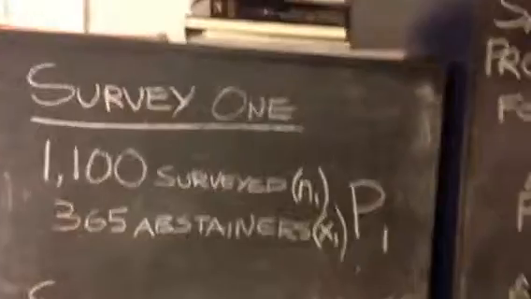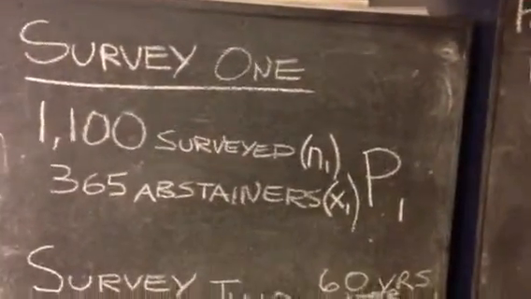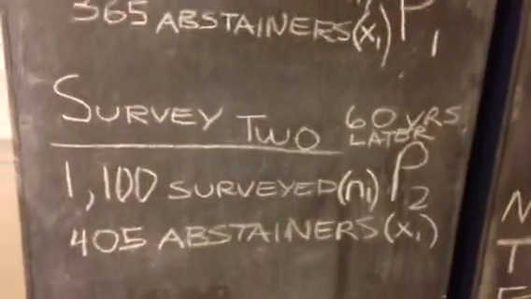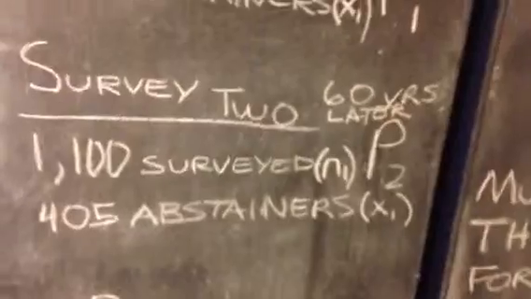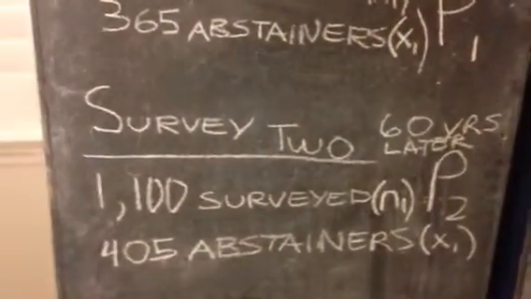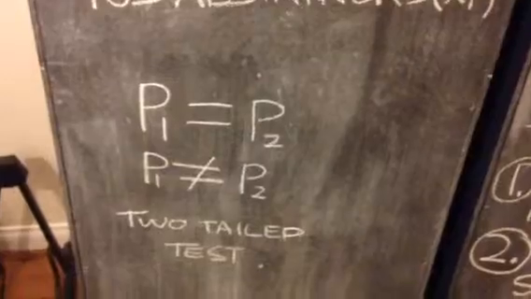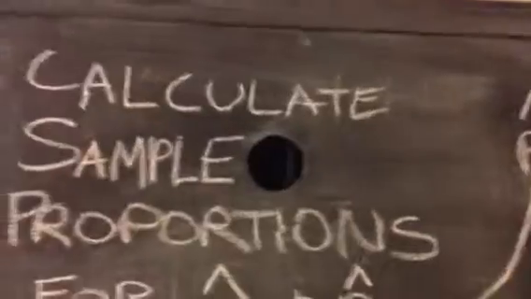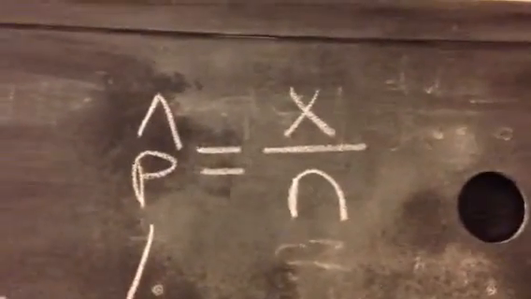Okay, so what I have done here, I'm going to have to back up a bit. For survey 1, I just simply put in the numbers out there for you. There's population 1, and there's population 2, 60 years later. And then I also wrote the test statistic on the bottom. It's a two-tailed test, by the way. So, what do we do first? We calculate sample proportions. How do we do that? Well, we plug in our values from over here into our nice equation.